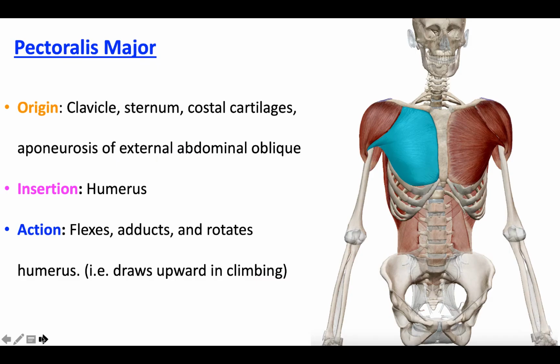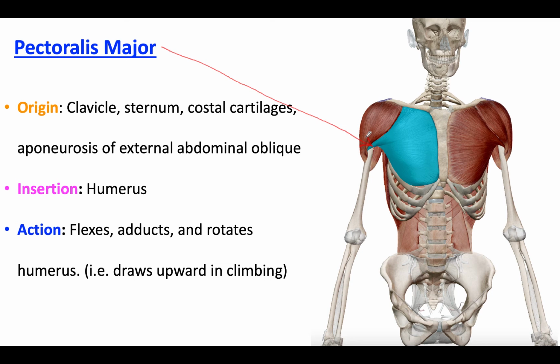Okay, our next muscle is the Pectoralis Major. Now, it should be no surprise that the Pectoralis Major is quite large. This is your primary chest muscle. And unsurprisingly, there's also a Pectoralis Minor that we will look at. So let's look at the major first.